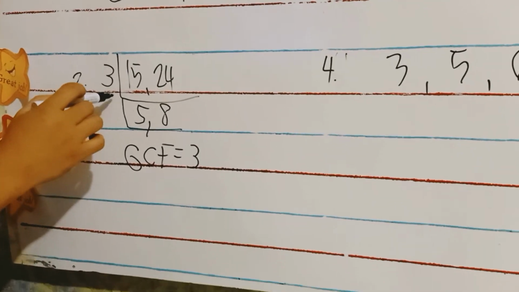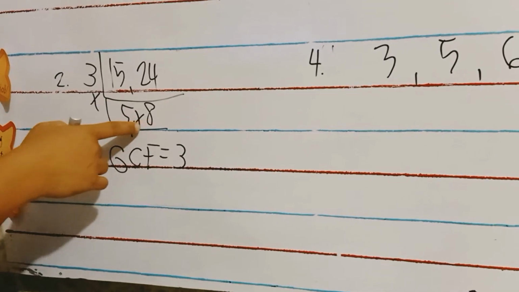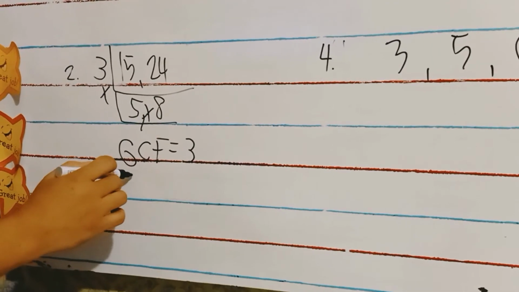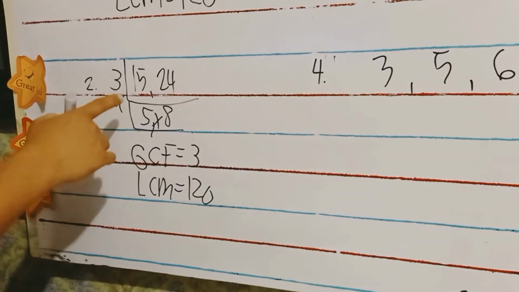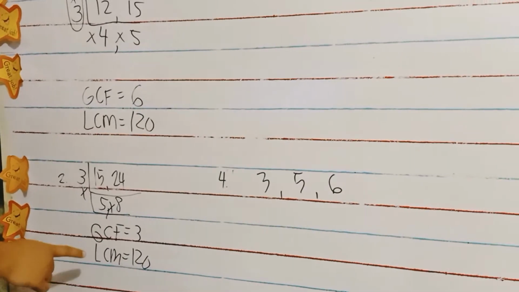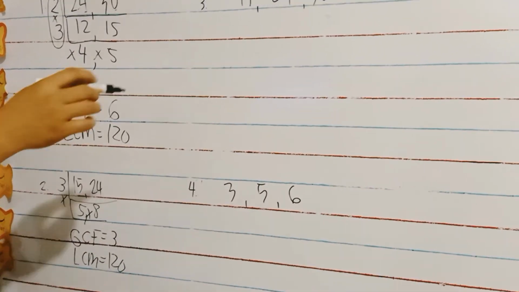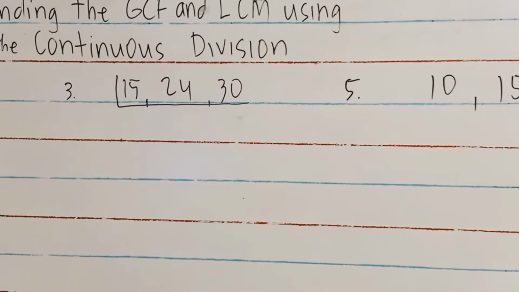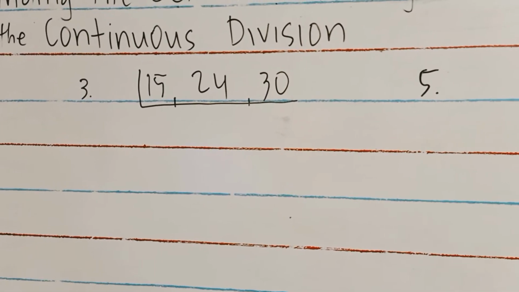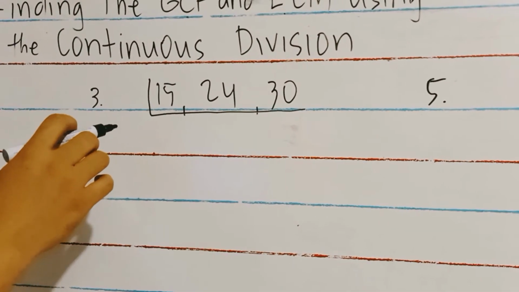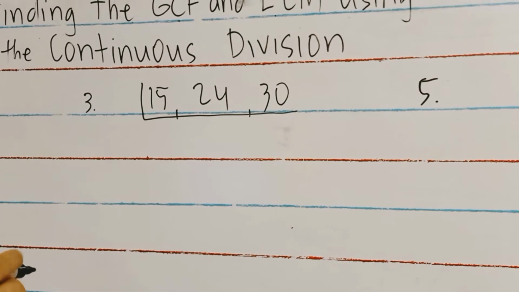Okay? Now, we will multiply the 3 and 5 and 8. 8 times 5 is 40, times 3 is 120. So, therefore, for 15 and 24, the GCF is 3 and the LCM is 120. Next, what about if there are 3 numbers? If there are 3 given numbers, dapat pare-pareho pa rin silang mayroong common factors.